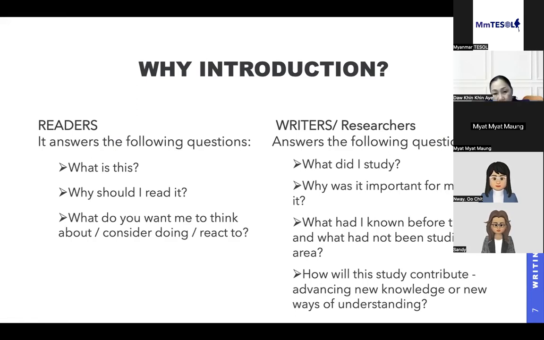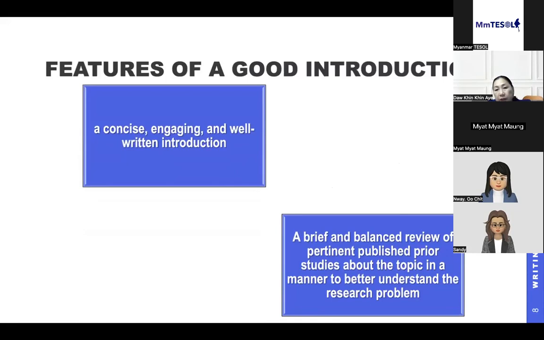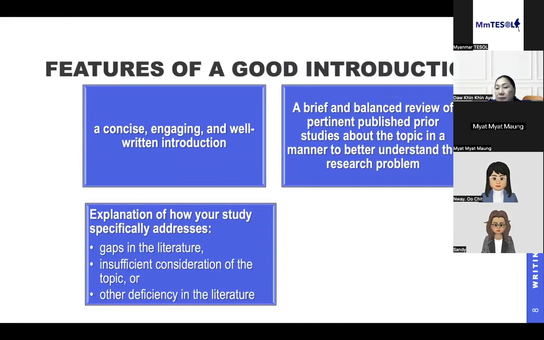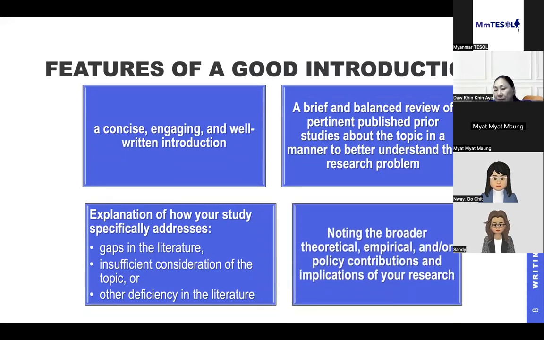Okay. Next, please. Features of a good introduction. The first one is a concise, engaging, and well-written introduction. Every chapter we have an introduction, body, and conclusion. Another one is a brief and balanced review of pertinent published prior studies about the topic in a manner that helps better understand the research problem.